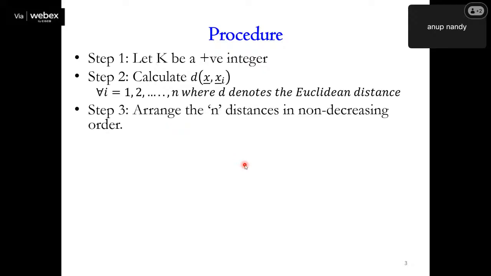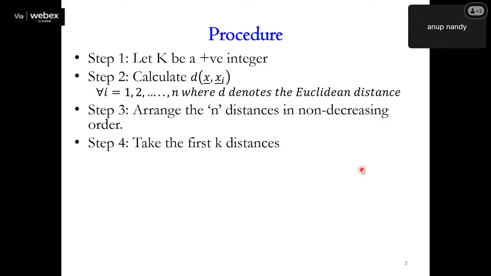Now in step number 3, you have calculated n distances from x to xi. Then you have to arrange all the n distances in non-decreasing or increasing order. Now in step number 4, you have to take the first k distances.